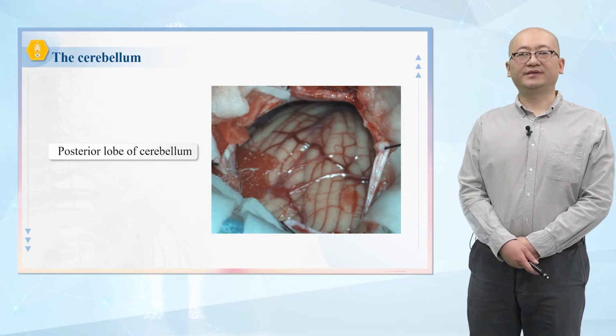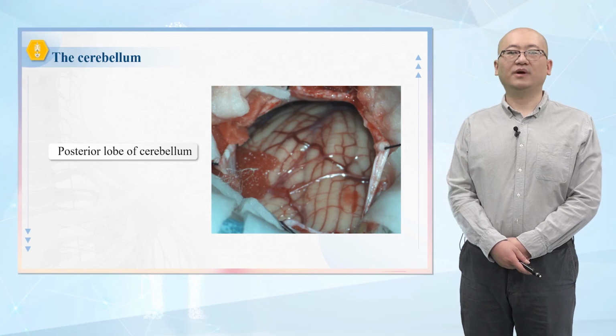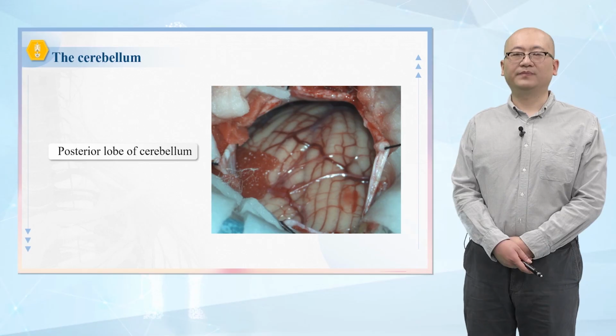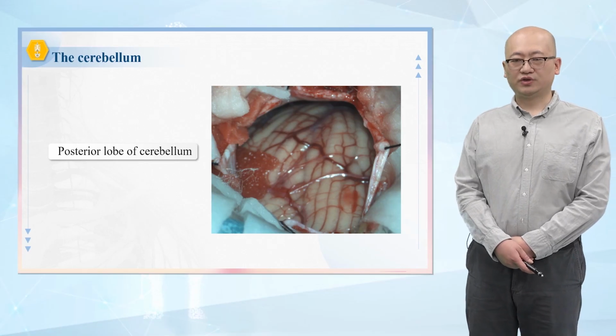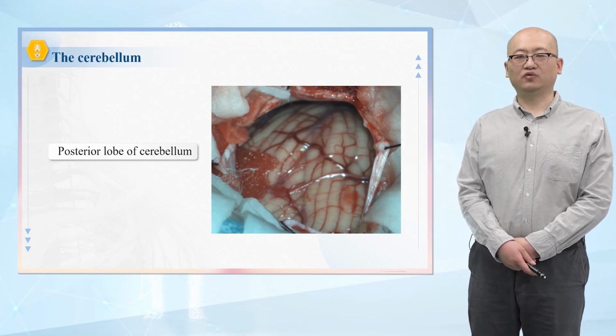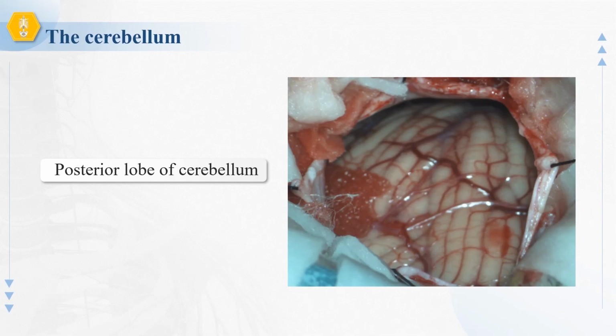This picture shows the posterior lobe of the cerebellum under the microscope. When we do some neurosurgeries, we need to expose this part of the cerebellum. After we check the cerebellum, we can see the lesion and remove it. And this picture shows the posterior lobe of the cerebellum.